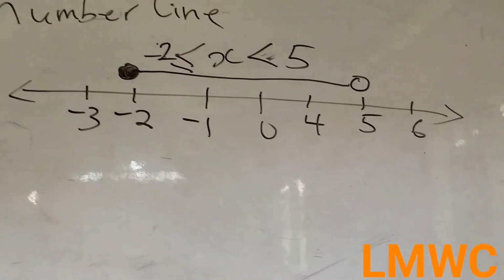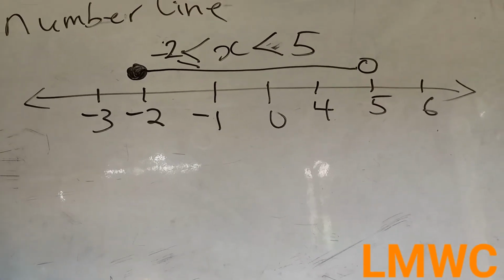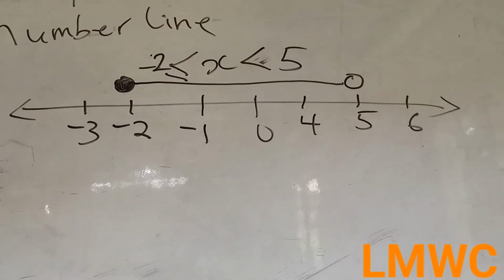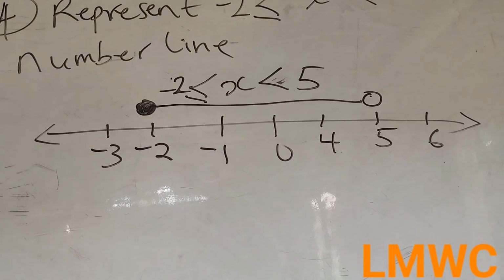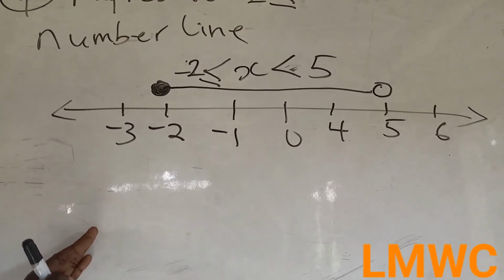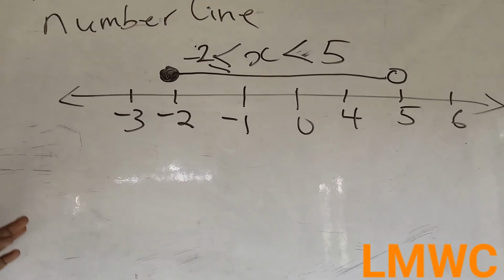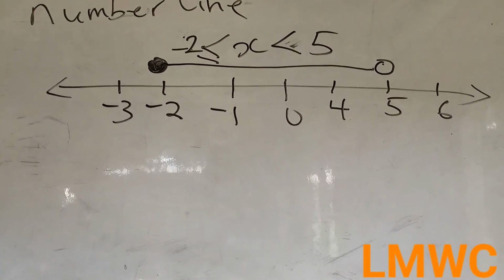So I believe now we all know how to represent our answer on a number line. That's representing linear inequalities on a number line. And once we know this and we start our calculation, it becomes simple because they will ask you to represent your answers on a number line after working it.